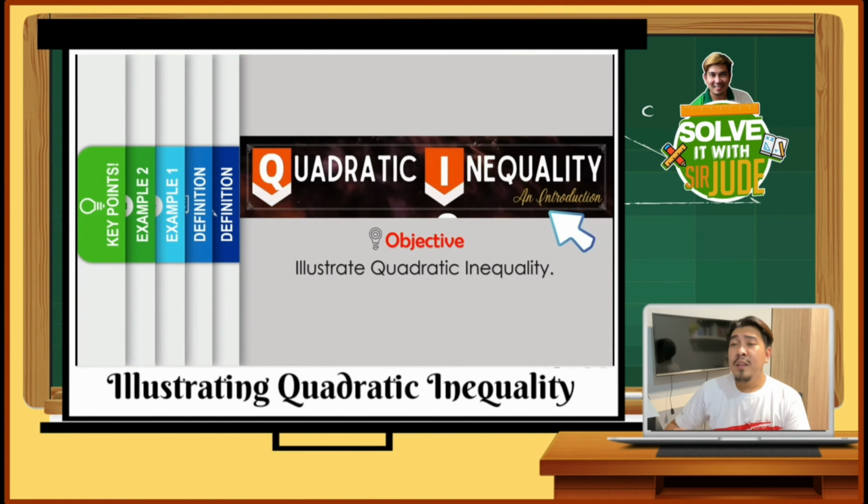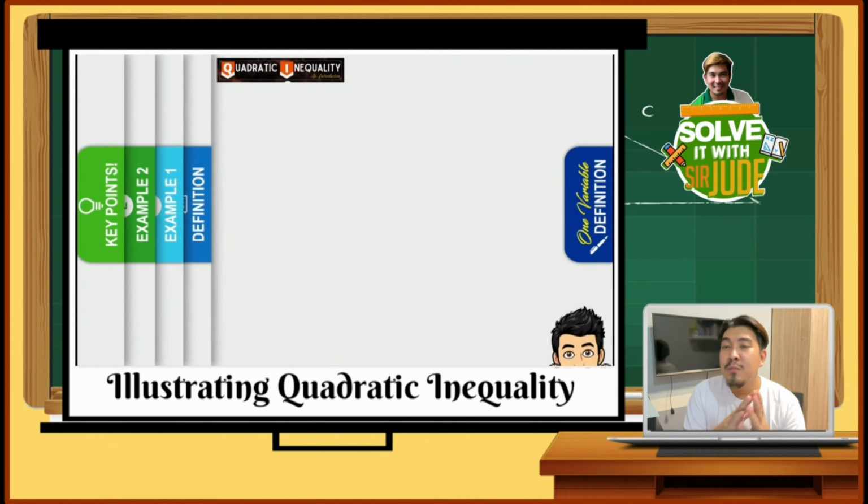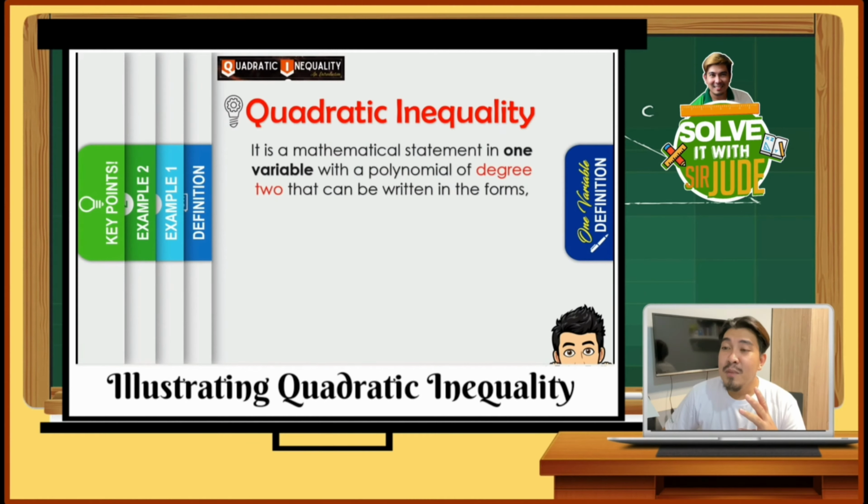So quadratic inequality in one variable, una muna tayo, is a mathematical statement in one variable with a polynomial of degree 2. Anong ibig sabihin ng degree 2 na yan? So, it refers to the highest exponent of the polynomial. So, it can be written in the following forms. There are actually four forms.